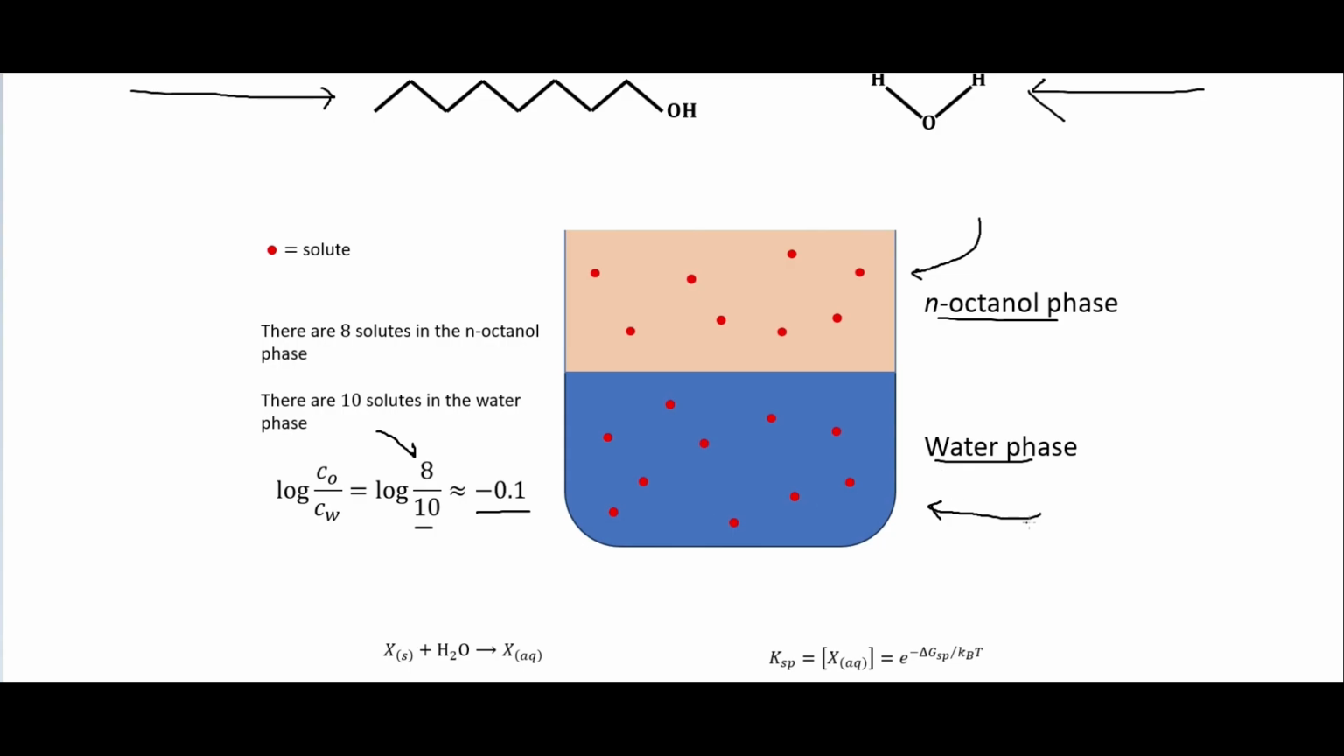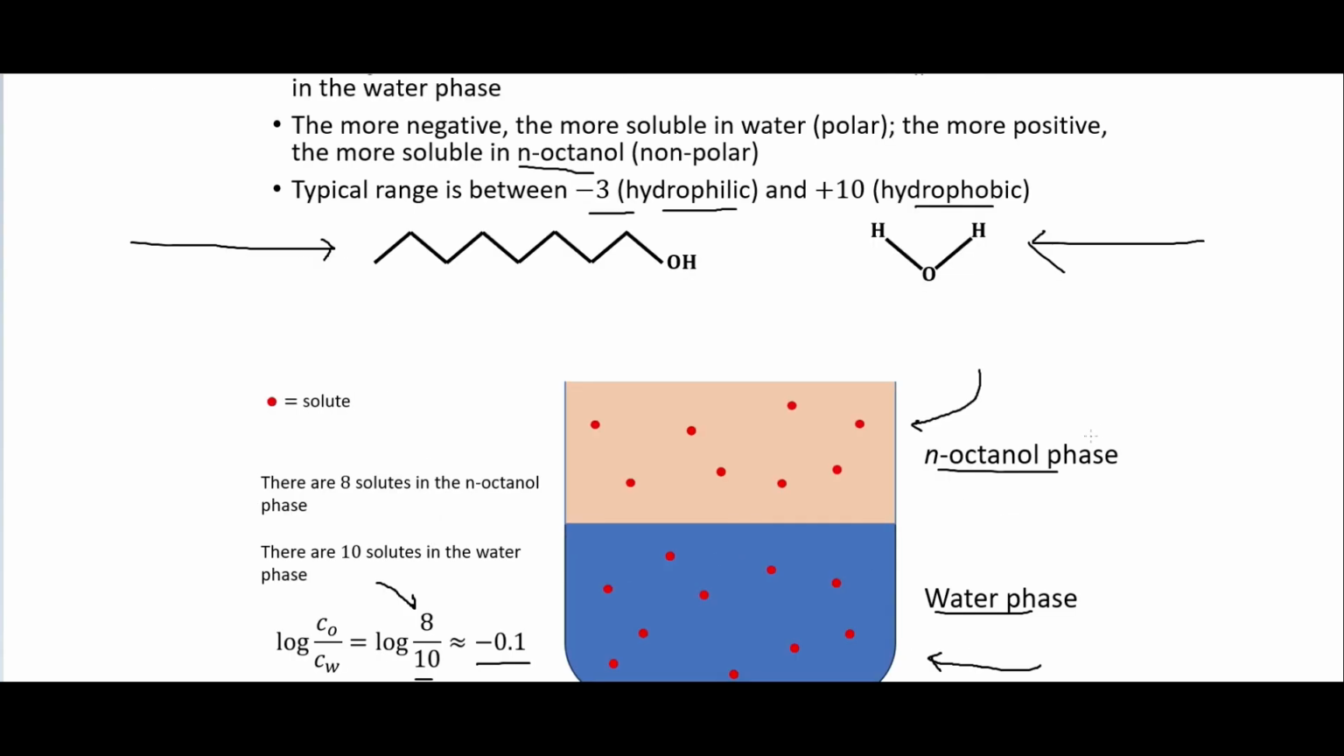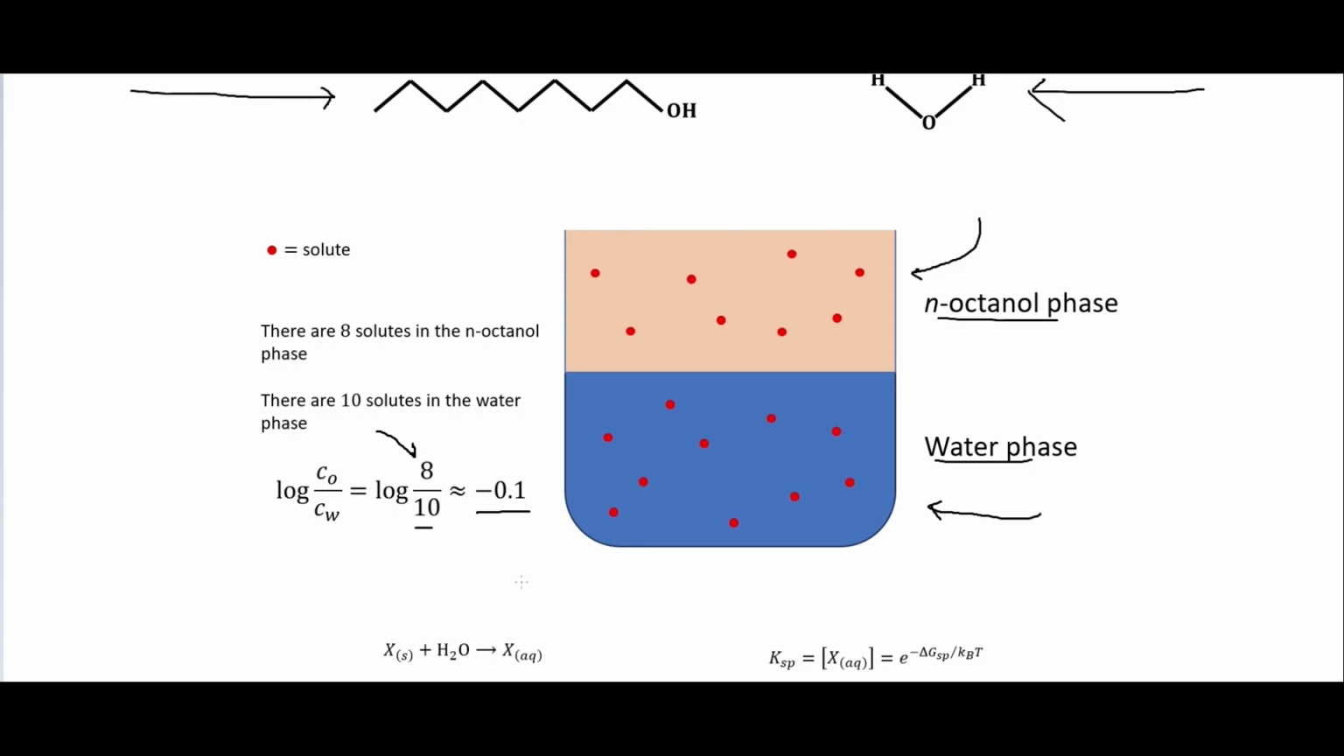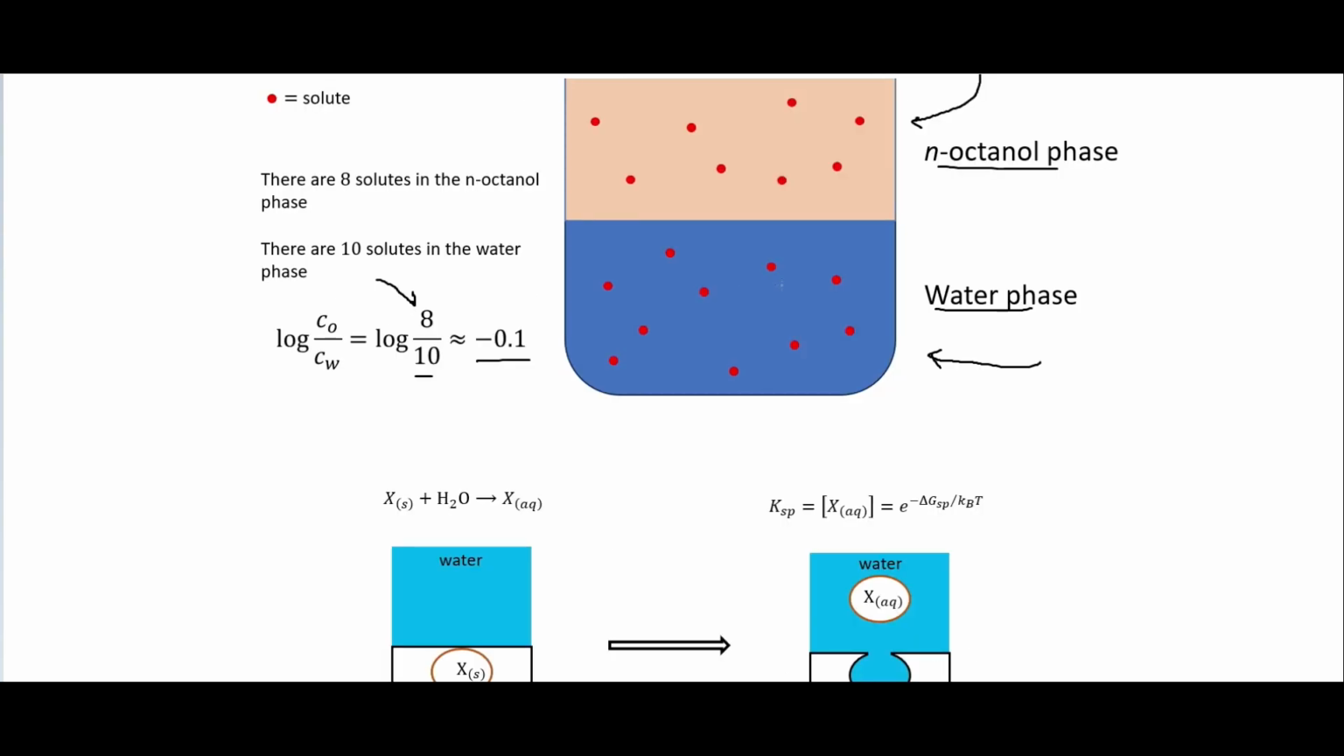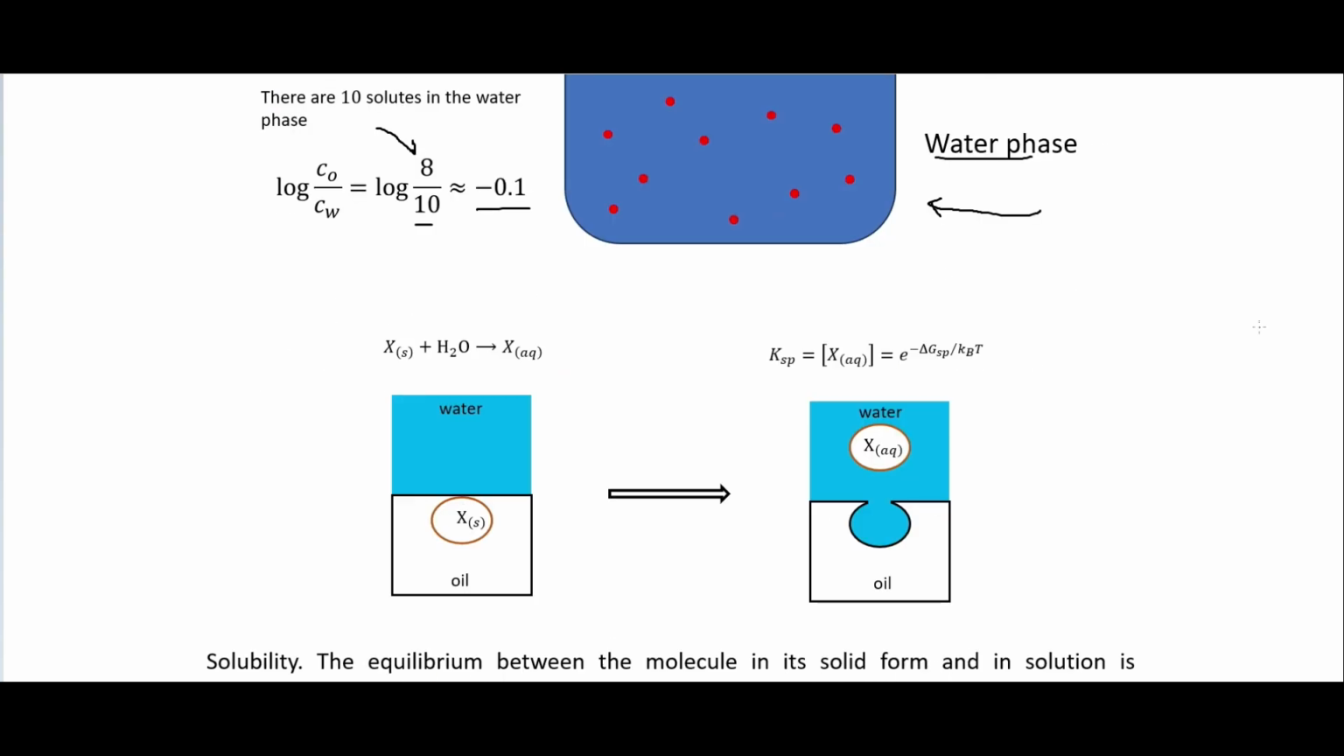There's more of it in the water than there is in the N-octanol, and so this would make this solute somewhat hydrophilic. In this example, I'm just looking at the number of solute particles, so that would just be assuming that the volume in both cases is exactly the same. If it's not, you'd want to do concentrations for this. But anyway, that is the N-octanol water partition coefficient.